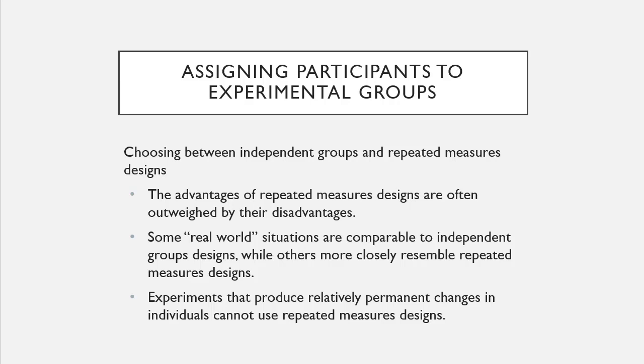So generally, experiments that are going to lead to permanent change, we use an independent design. That way, if there is a permanent change in the experimental group, we can apply that same intervention to the control group without having lost anything from it.